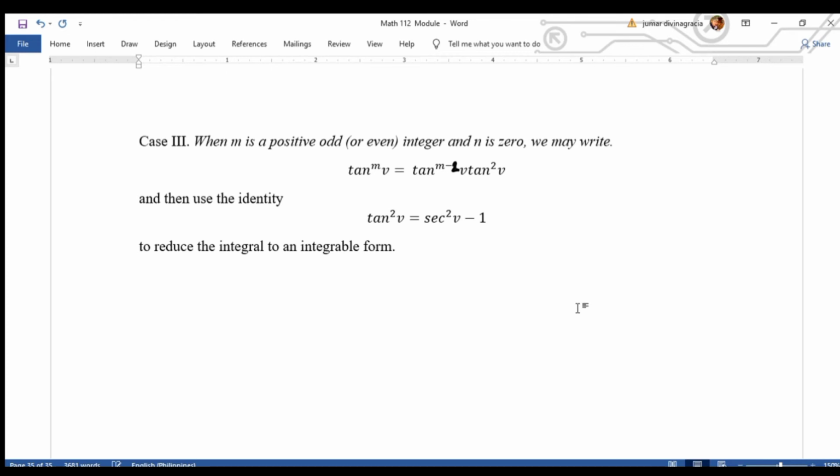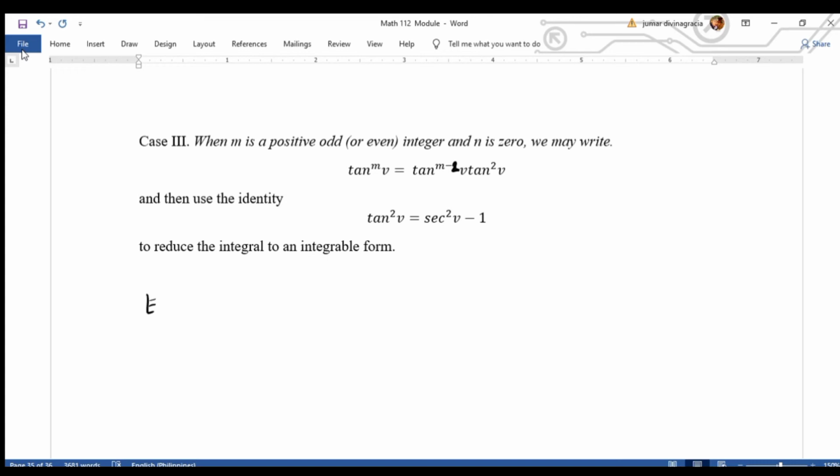Okay, so let's have case number 3 for the powers of tangent and secant. So when m is a positive, odd or even integer and n is 0, we have this pattern here. We have tangent of m times v is equal to tangent to the power of m minus 2 times v times tangent to the power of 2 of v. And then we will use the identity tangent square of v is equal to secant square of v minus 1 to reduce the integral form of case number 3.